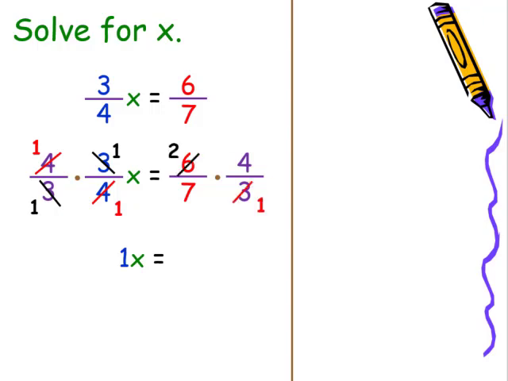When we multiply across, we are left with 8 over 7 because 2 times 4 is 8 and 7 times 1 is 7. X is then equal to 1 and 1/7. If you can't do this mentally, then you can show the work.